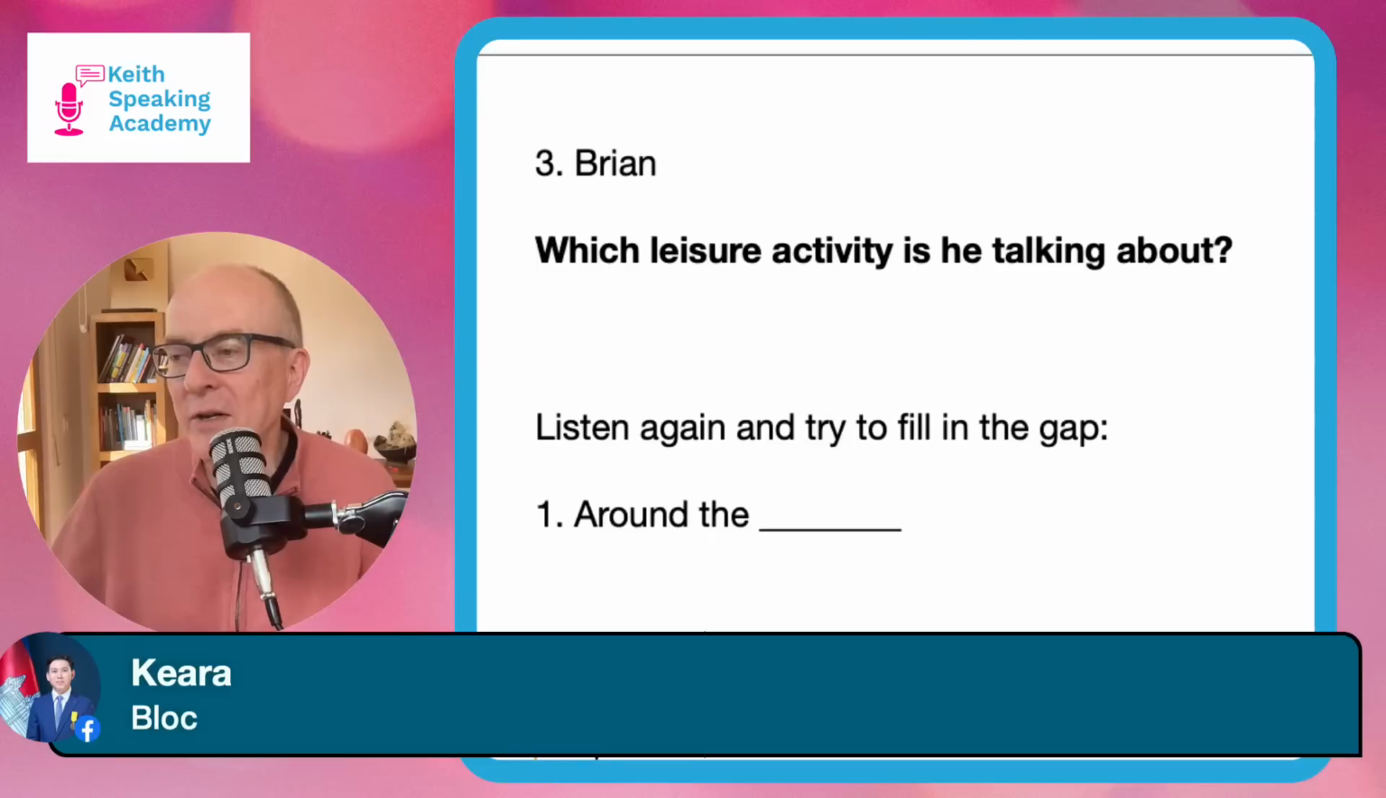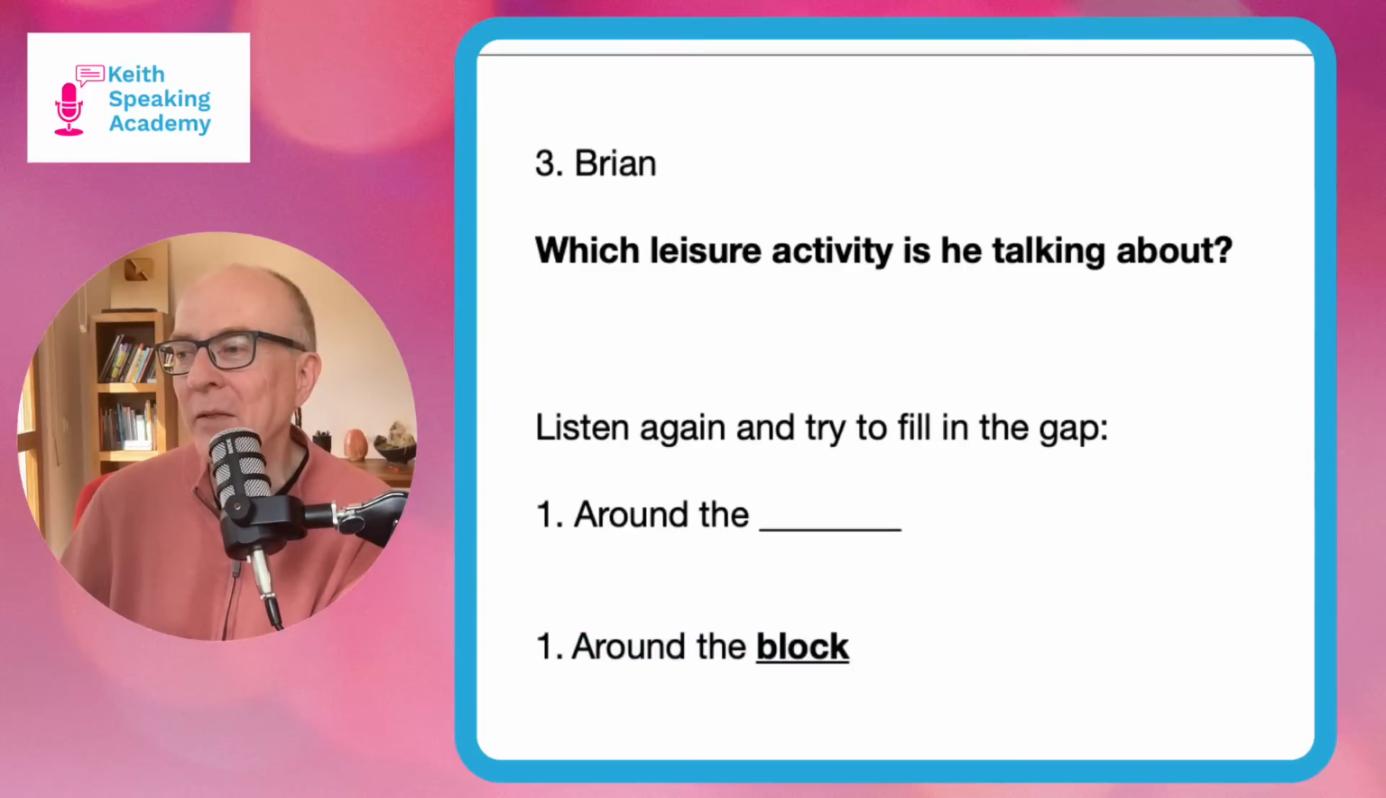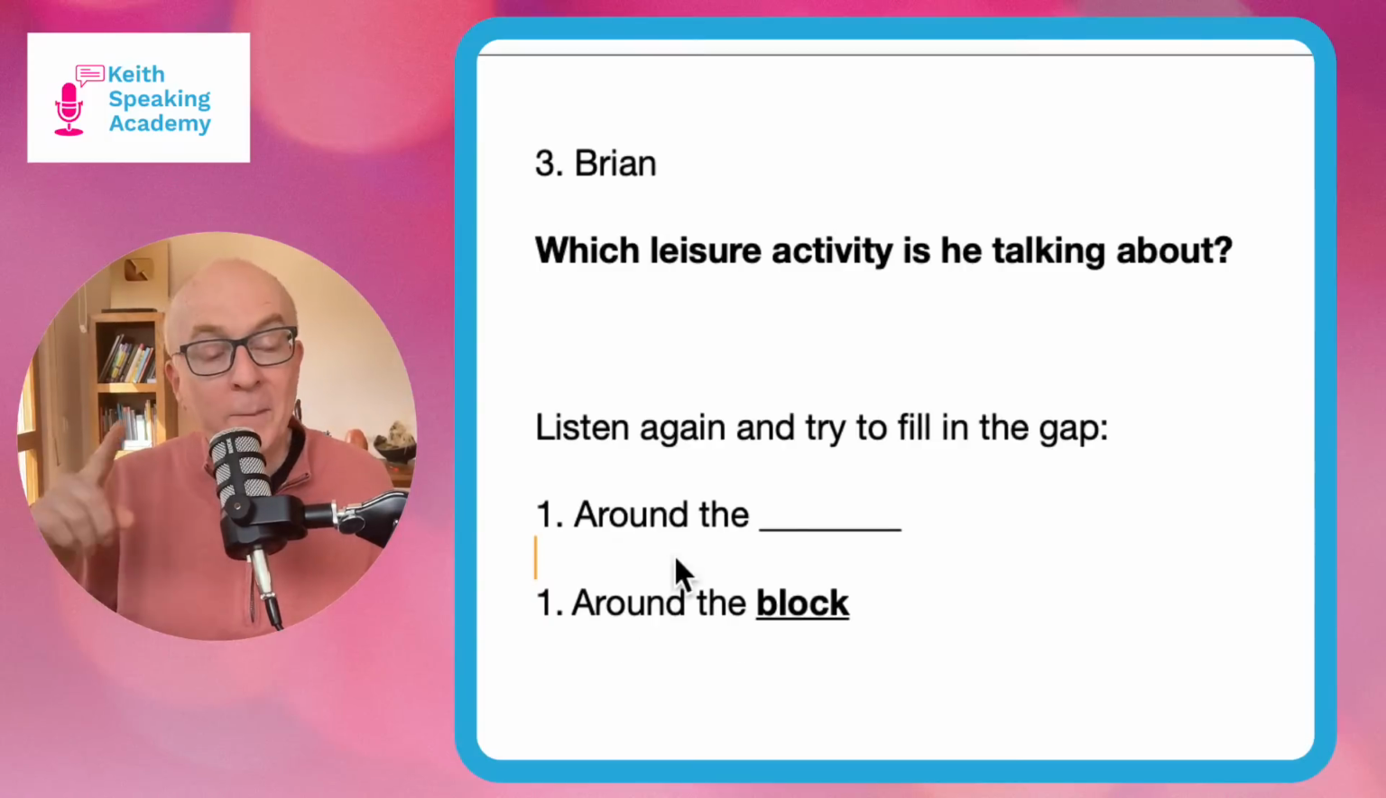Block, yes, but block spelt like this. Around the block. There we go. So the block comes from an Americanism that the American cities are, the streets are all parallel and like this. And going round a square is going around the block. In English, basically walking around your neighborhood is going around the block. The idea is you're walking in a square.